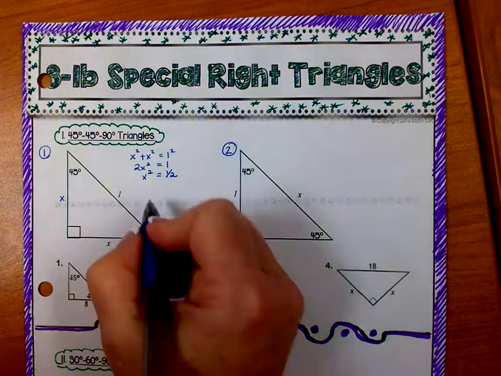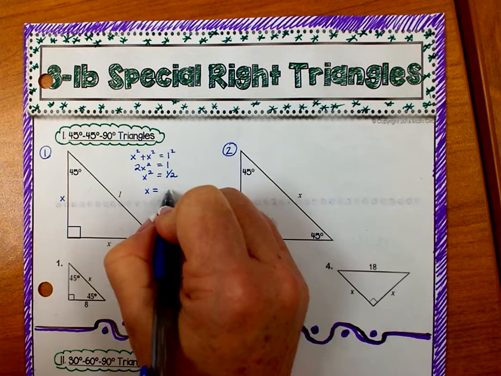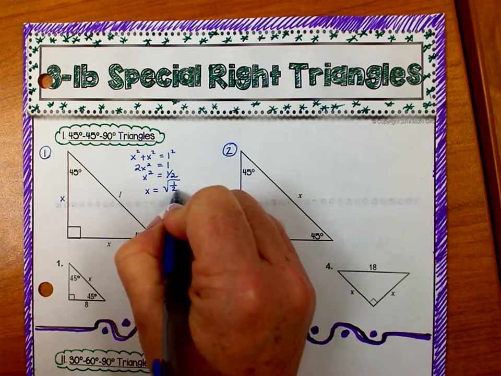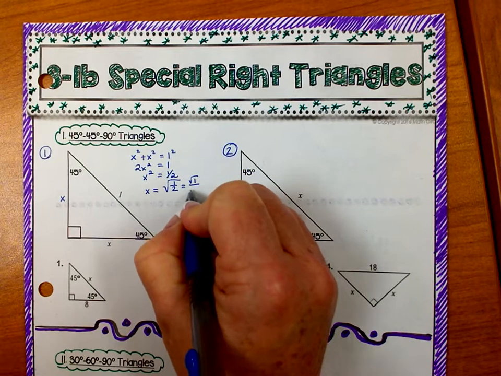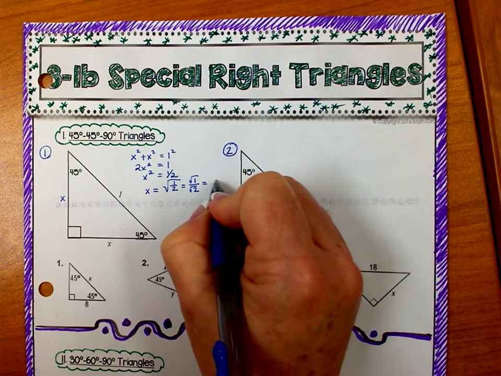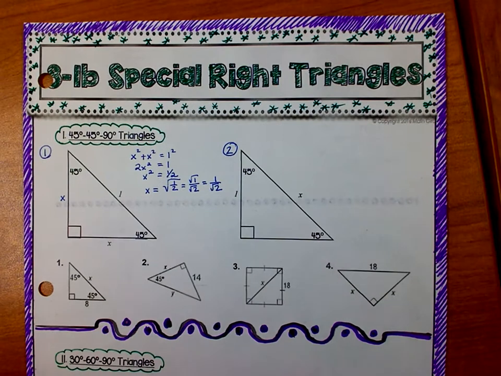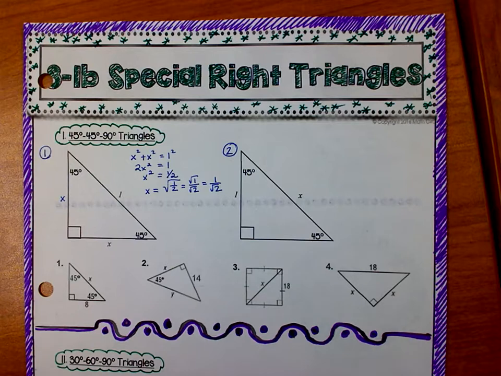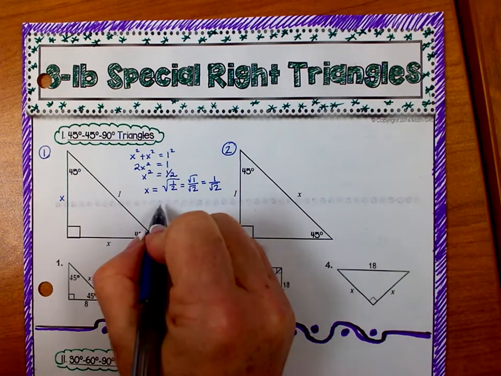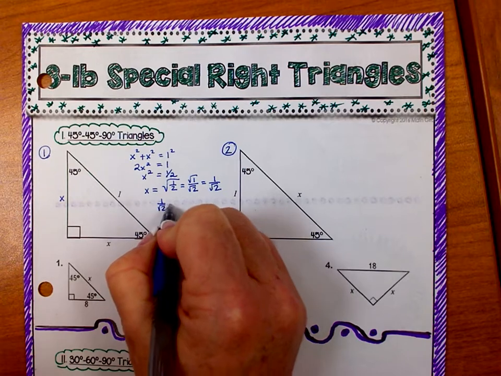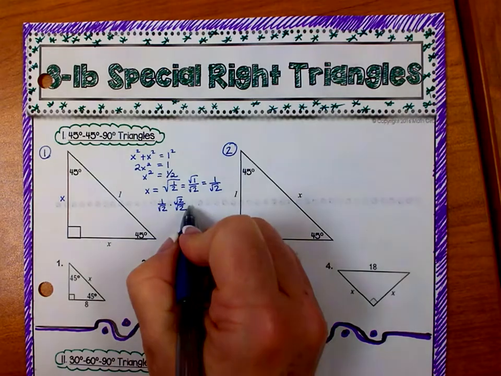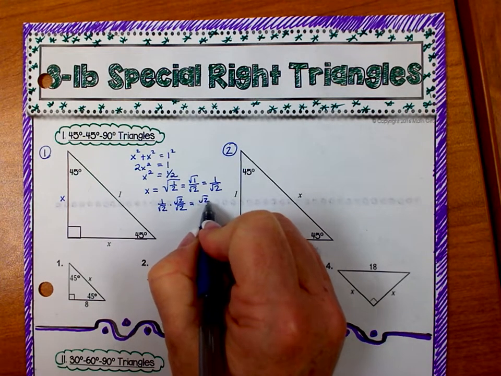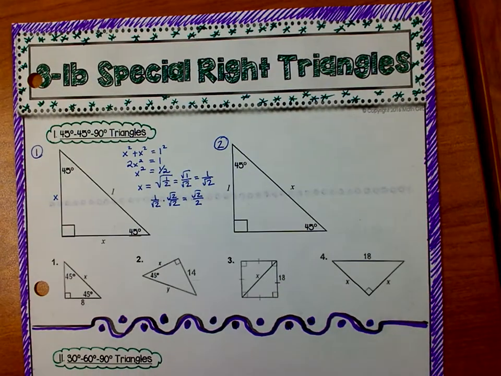Take the square root of both sides, and we get x equals the square root of 1/2, which equals the square root of 1 over the square root of 2, which equals 1 over radical 2. Now, we're not allowed to have radical 2 in the denominator. We talked about that in the last lesson. So we're going to multiply top and bottom by radical 2, which is another way of saying 1. And we're going to end up with radical 2 over 2.